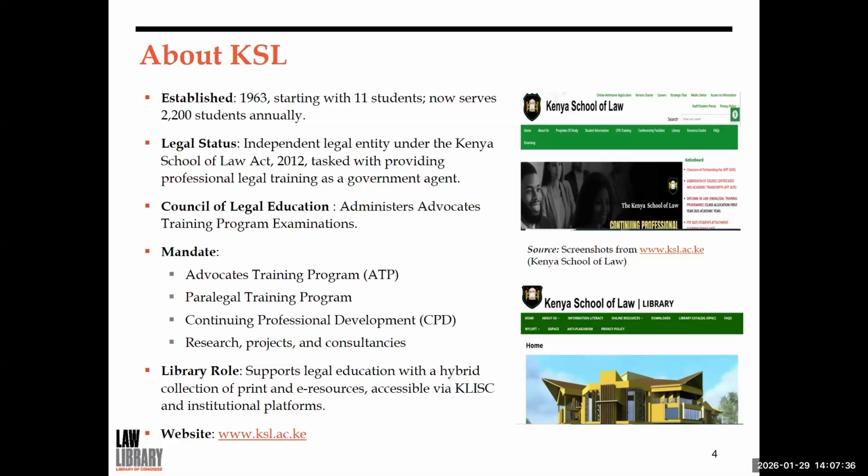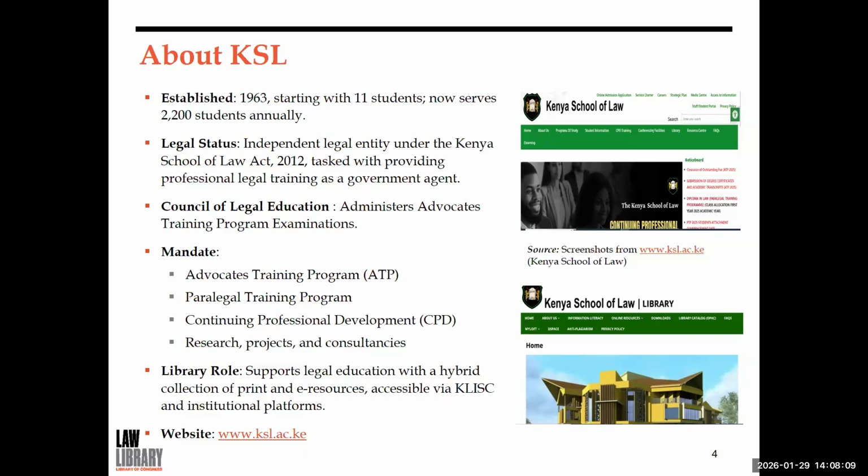It's a legal independent entity under the Kenya School of Law Act 2012, and it's a professional legal training, government agent institution. We also have the Council for Legal Education. KSL is for training, and then we have the Council for Legal Education, CLE, which administers advocates training program examinations.